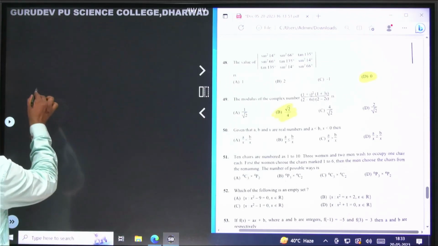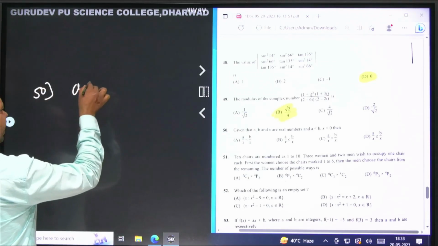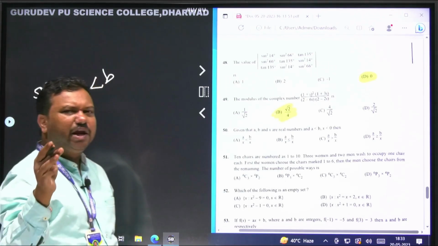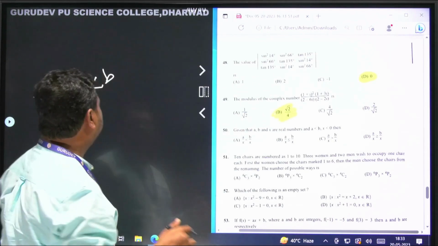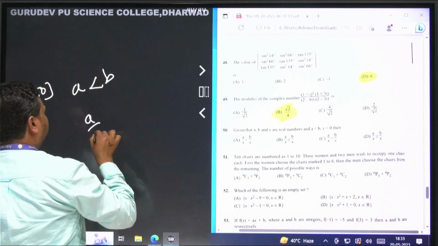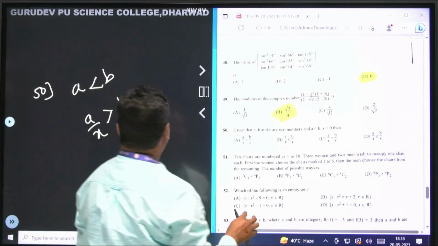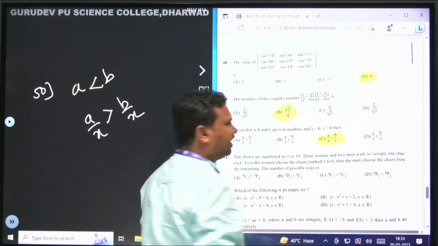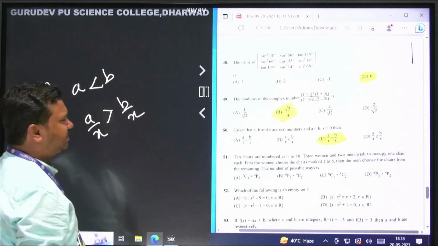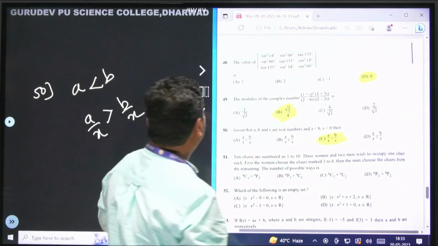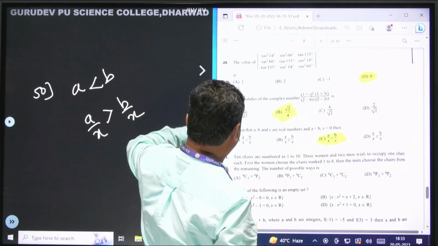Question number 50. So the logic is very simple. A is less than B, and X is negative. Whenever you divide an inequality by a negative number, the inequality changes. Therefore, I'll choose option C as the right answer. Option C is the right answer. Done.